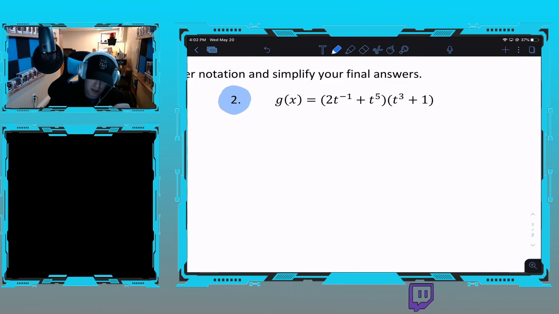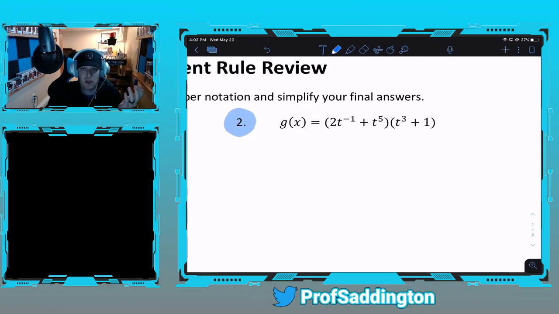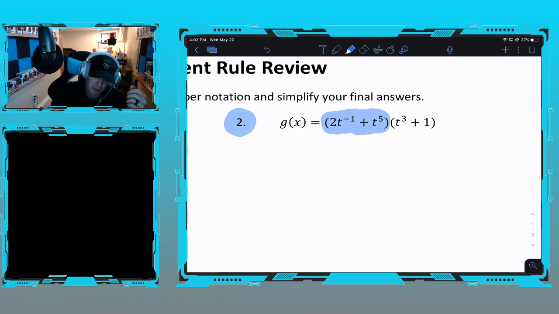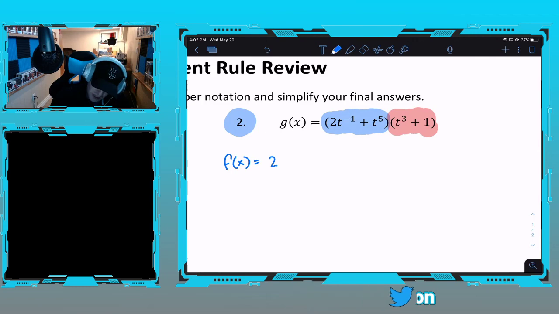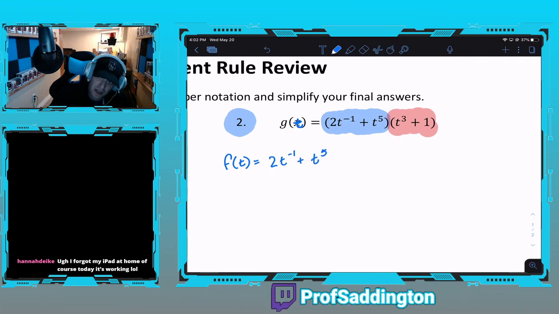Product rule. When we did product, I told you guys that it is best to split it up into two separate pieces, the first piece being f of x and the second piece being g of x. So I'm going to break them both down. First one, f of x is just going to be 2t to the negative 1 plus t to the fifth. I should be saying t, not x, just to be consistent with the problem.